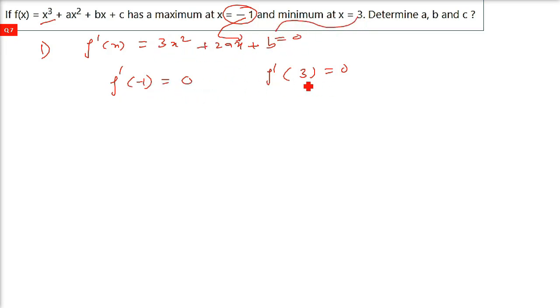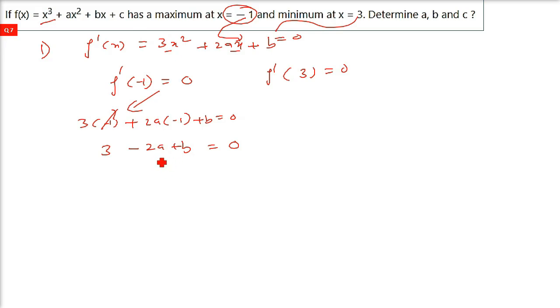So f dash of negative 1 is equal to 0, and f dash of 3 equals 0. So take the differentiation expression, put negative 1 in it, and find the equation. There will be an equation formed. Again, place the value 3 in place of x and see what value comes. So 3 into negative 1 whole square plus 2a into negative 1 plus b is equal to 0. So this equation will simply be 3 minus 2a plus b is equal to 0.